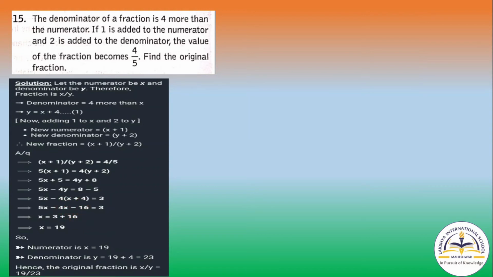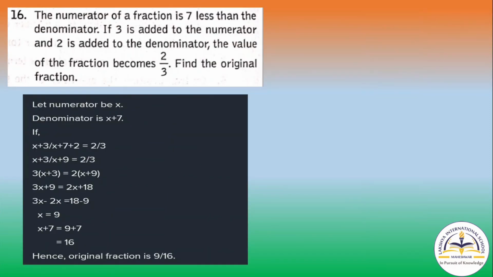Now in place of y, you can put the value x plus 4. By putting the value, you will get the value of x, that is 19. So the numerator is 19 and we know the denominator is y equals x plus 4. It means 19 plus 4, that is 23. So 19 by 23 will be the original fraction. Now in question number 16 also, you have to find the original fraction using the same method.